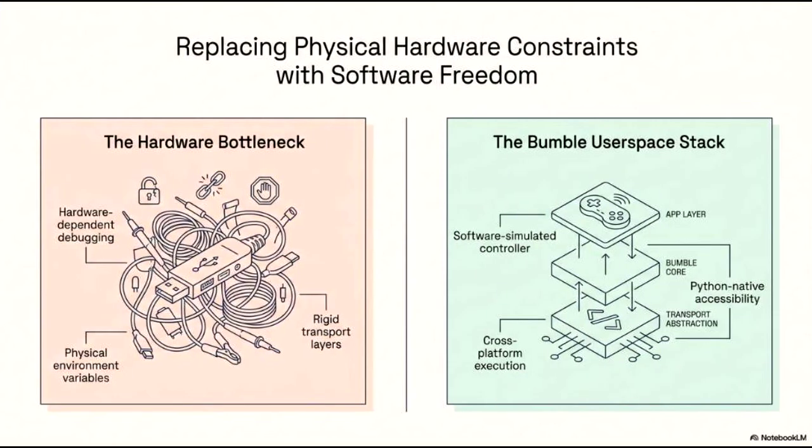The slide illustrates a fundamental shift in how we approach system development, moving from the constraints of physical hardware to the flexibility of software-driven environments. On the left, we have the hardware bottleneck. This represents the traditional, often chaotic reality of physical development, where engineers are restricted by hardware-dependent debugging, unpredictable environmental variables, and rigid transport layers. This physical tangle creates significant friction and slows down the iteration cycle.